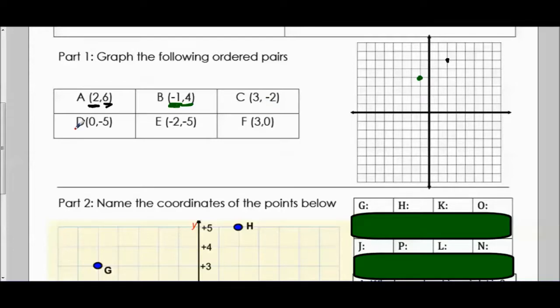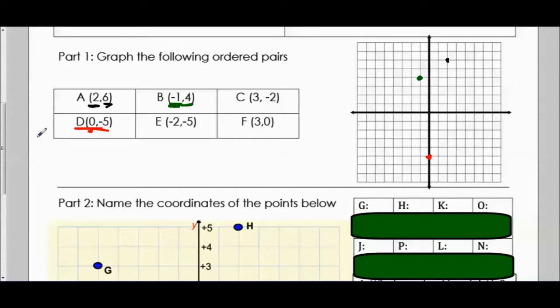I'm actually going to skip point C. You're going to do points C, E, and F on your own. I'm going to do point D. So when we see a 0, that really means that we're just not moving at all in that direction. So the x-coordinate saying left or right, that means we're not moving left or right at all. We're really just moving this amount, and that's saying that we're moving 5 down. 1, 2, 3, 4, 5.